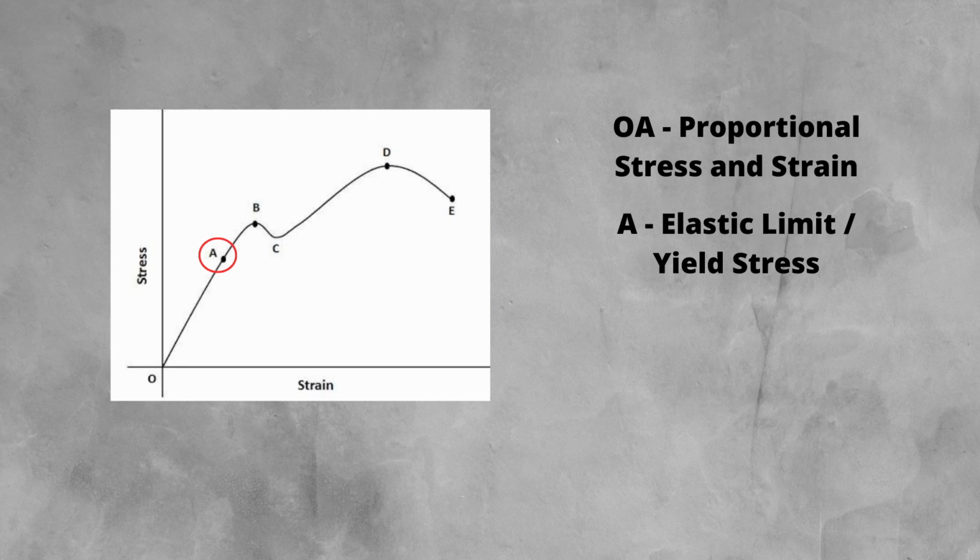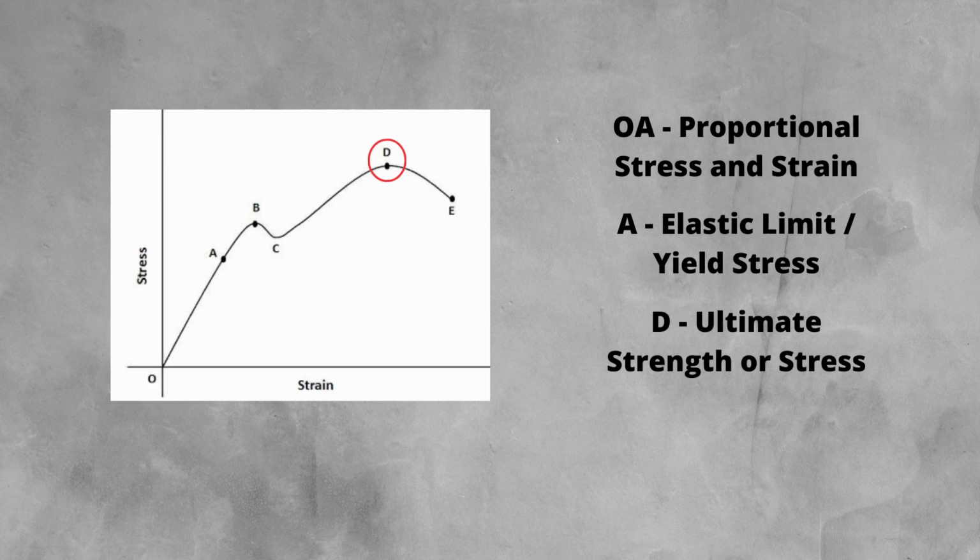While the stress increases, the material further deforms and changes shape. At the top of the curve is point D, that is known as the ultimate strength, and after this point the stress required to increase deformation decreases until the point the material fails at point E.